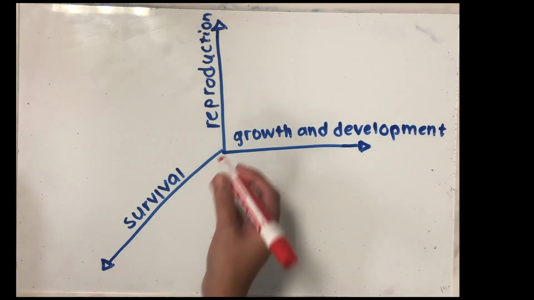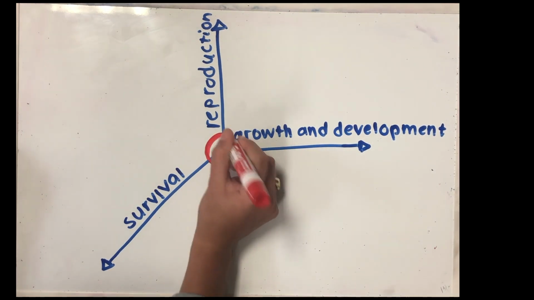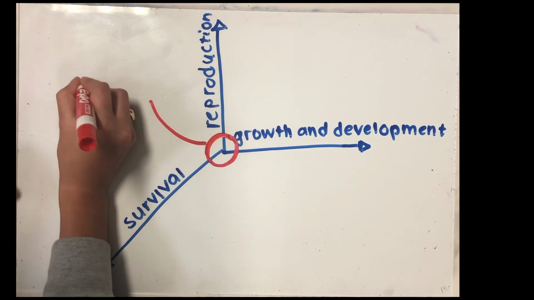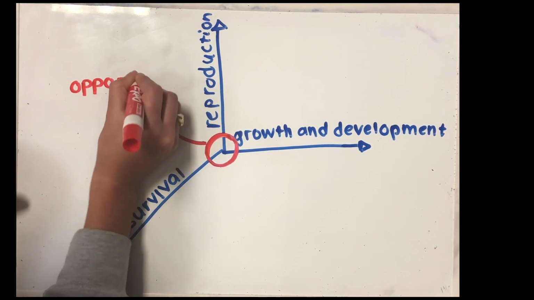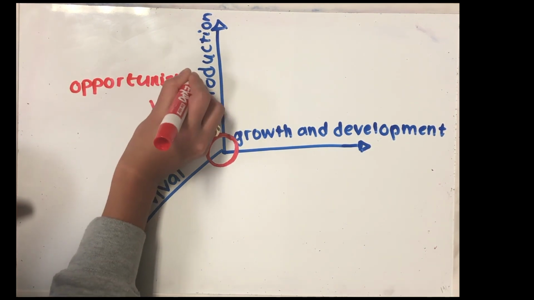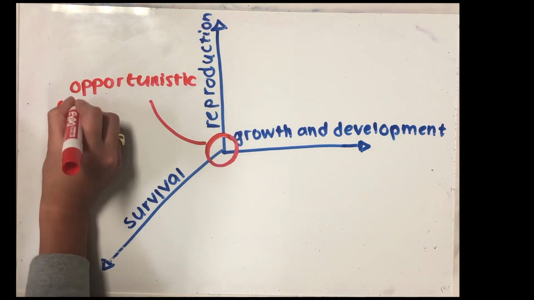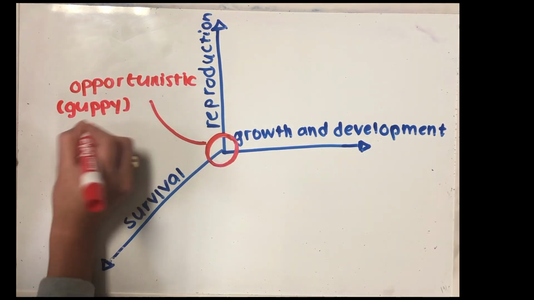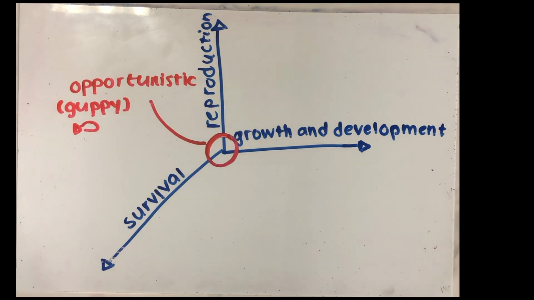There are three main types of life histories: opportunistic, equilibrium, and periodic. Opportunistic looks like this on the graph. It combines low juvenile survivorship, low fecundity, and early maturity. An example of an opportunistic species is a guppy. Opportunistic species have maximized colonization abilities in unstable environments.